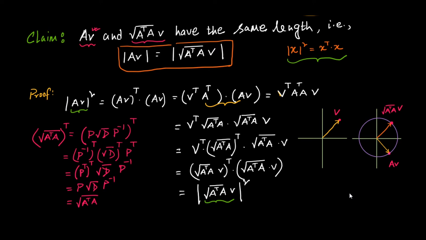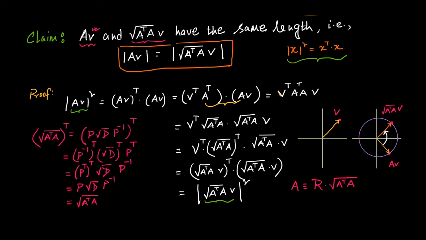Now we can think that there is a rotation. We can even think that there is a rotation which takes AV to square root of A transpose A into V. And essentially, this rotation is the same for all the V's as per the derivation we did here. That means we can write here that this matrix A is equivalent to R, some rotation matrix, into square root of A transpose A.